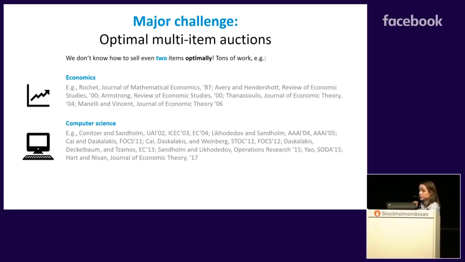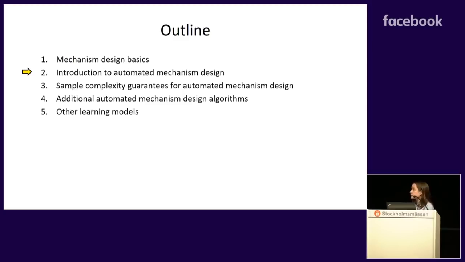But when we try to sell multiple items, there are huge roadblocks. We don't even know how to sell 2 items optimally in a revenue maximizing way. There's been tons of work in this field from both the economics community and the computer science community. And next, Tuomas is going to tell you more about automated mechanism design for multi-item auctions.